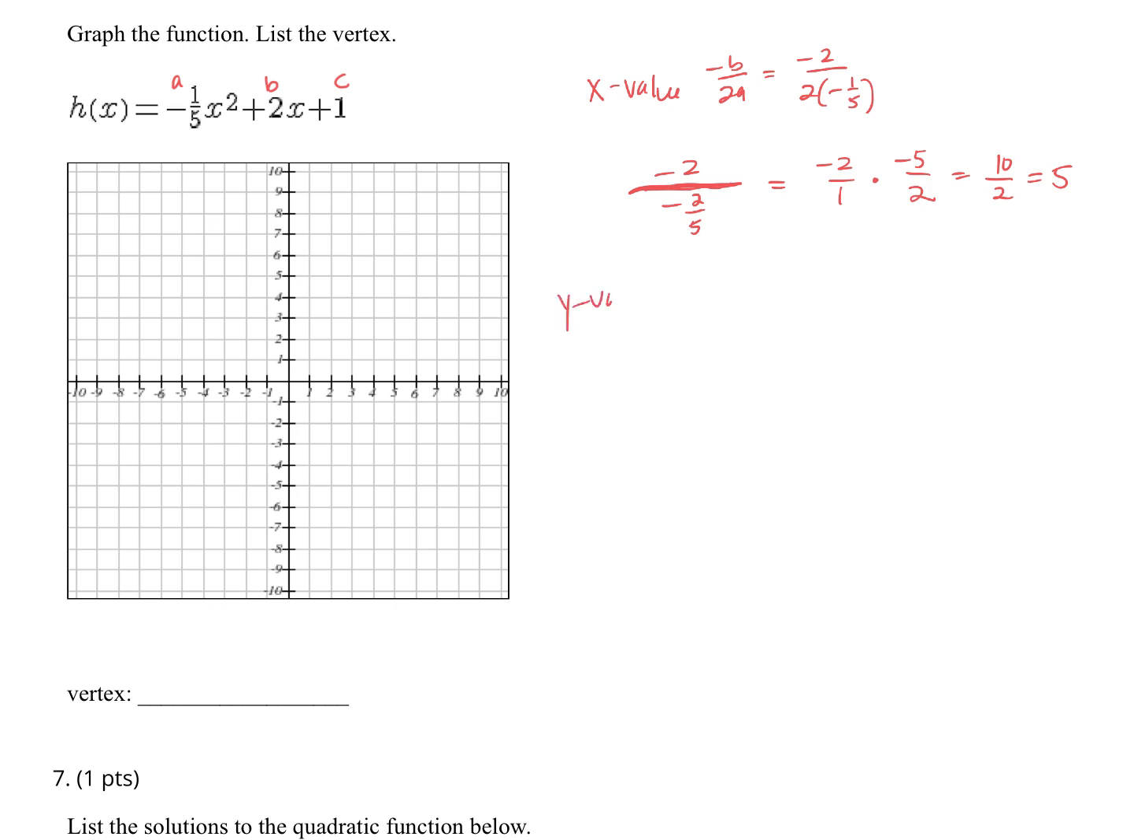To find the y value, we plug that in. So we have negative 1/5 times 5 squared plus 2 times 5 plus 1. So that's going to be 25 divided by 5 is 5. So negative 5 plus 10 plus 1. So that will be 6. So our vertex is 5, 6.